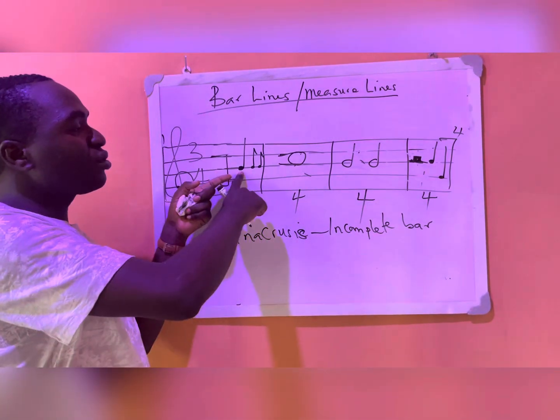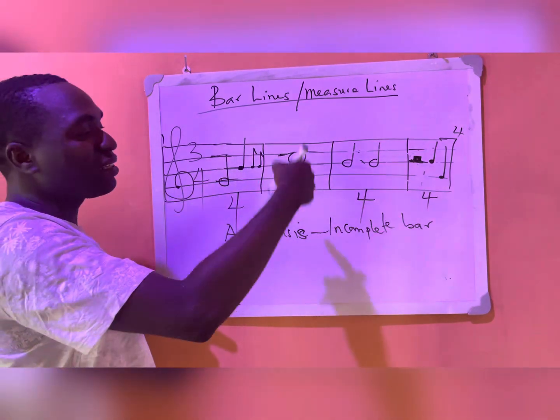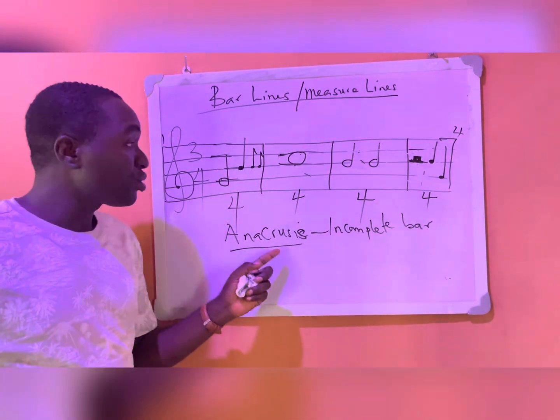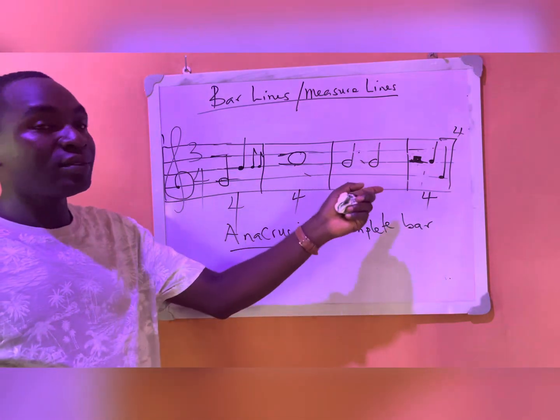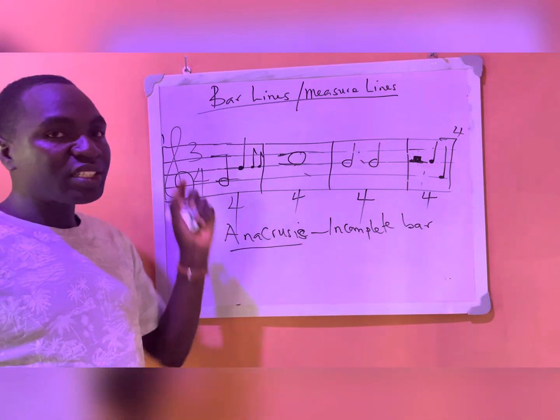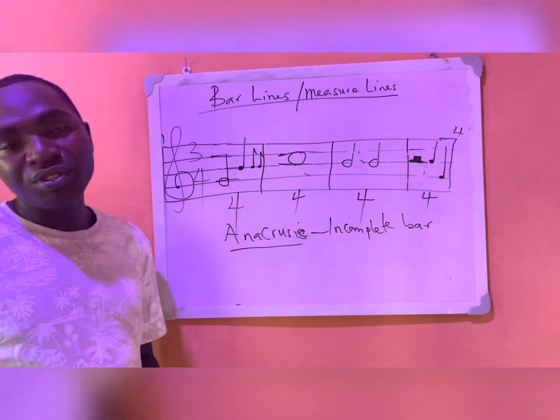Whatever value is missing here will be made up for before the end of the piece of music, but it is just an exemption to the rule of bar line, where the first bar is not complete. We call it anacrusis. But whatever is missing will be made up for before the end of the music.